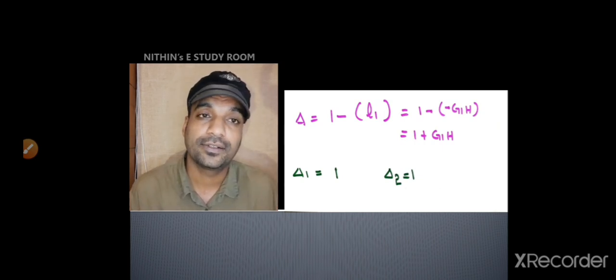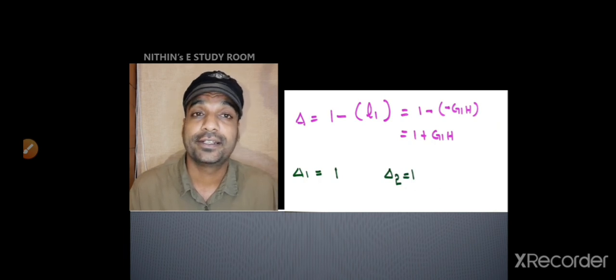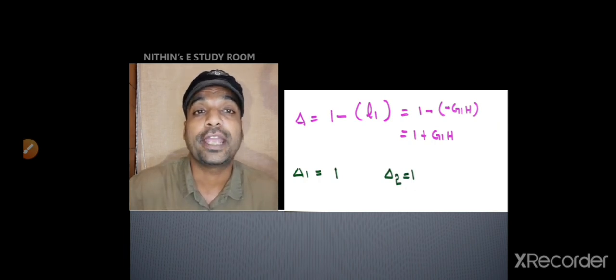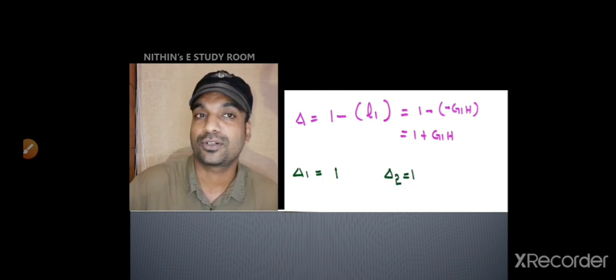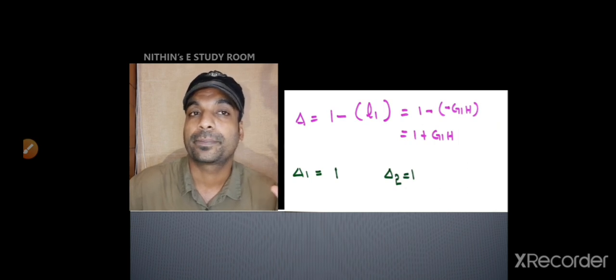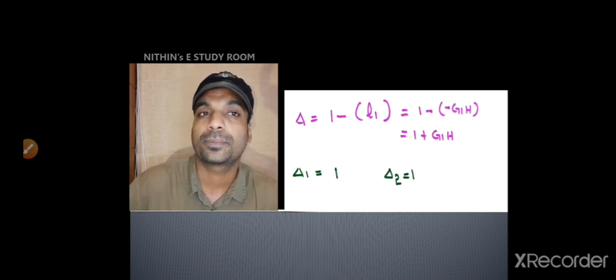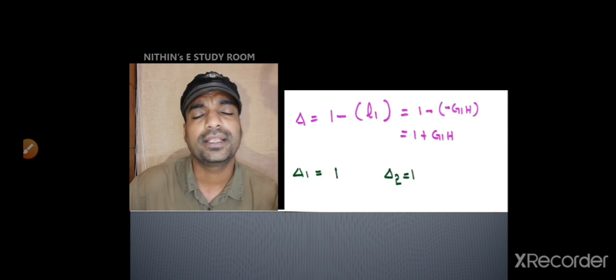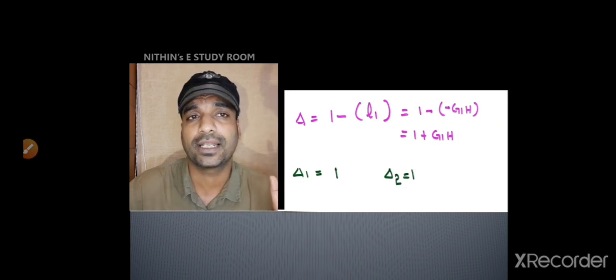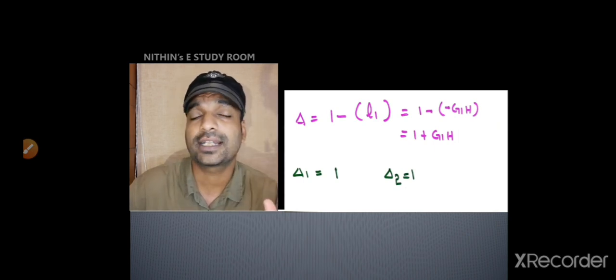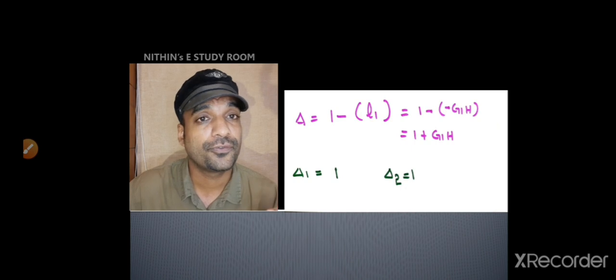After that, plus the sum of gain products of 2 non-touching loops, because if L1 and L2 are non-touching and L2 and L3 are non-touching, it will become plus in bracket L1 L2 plus L2 L3, like that. But in this case we clearly know there are no such terms, only the first term and second term. The first term is 1, minus the second term, which is the sum of individual loop gains.